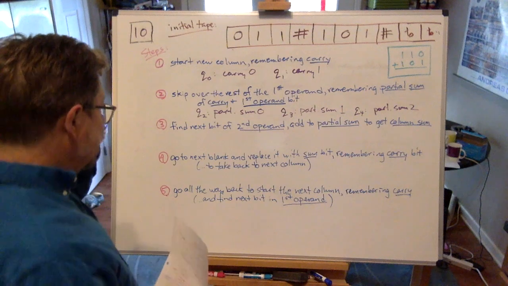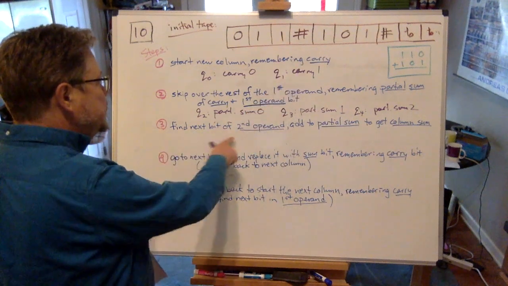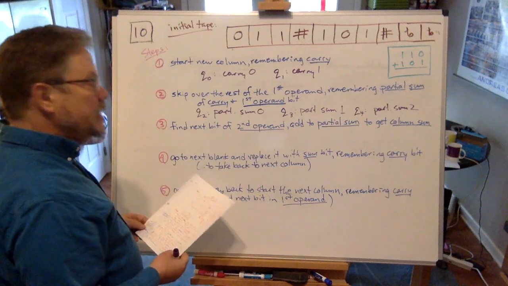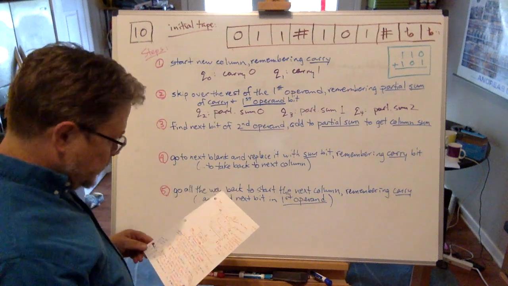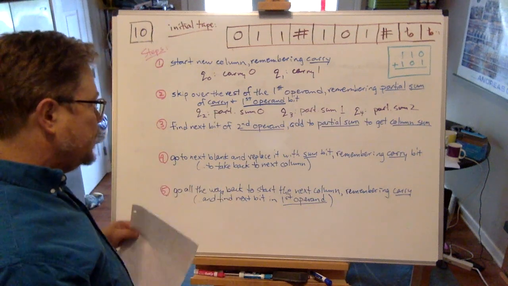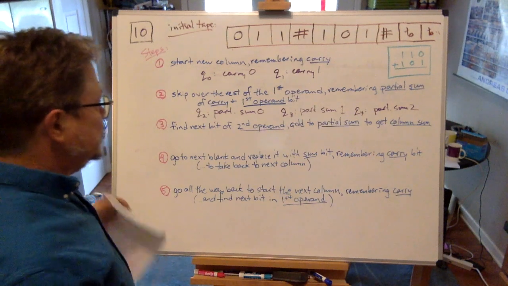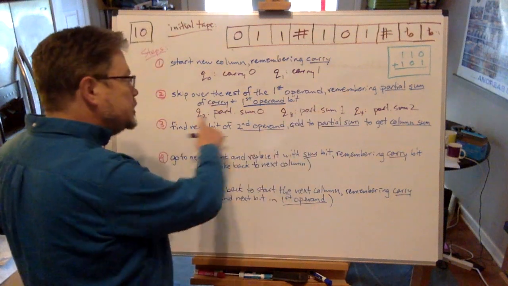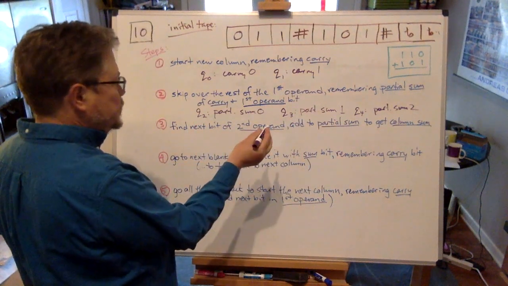Now then, step 3. I've already got the partial sum. Now, I'm going to find the next bit of the second operand and add the partial sum to get the column sum. So for step 3, I am going to need to remember, well actually, I'm in search of the second operand. So really, I'm not ready to use the column sum yet. I'm just going to need to remember these all over again, or continue to remember these.